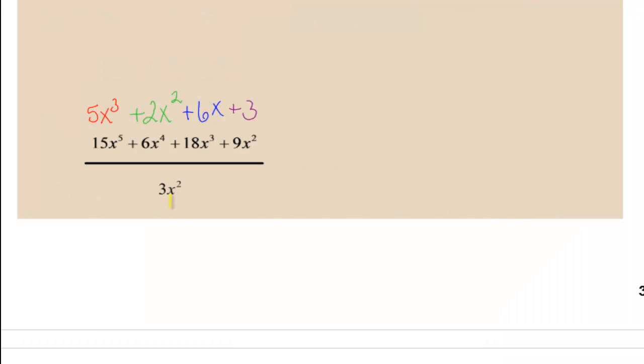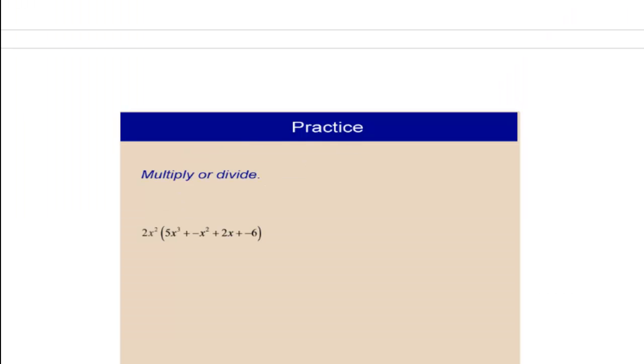I could also write my problem this way. So this is basically the distributive property. I think of it as dividing 3x squared into each individual term, and I just wrote the answers above each individual term. So just a different way to do it.